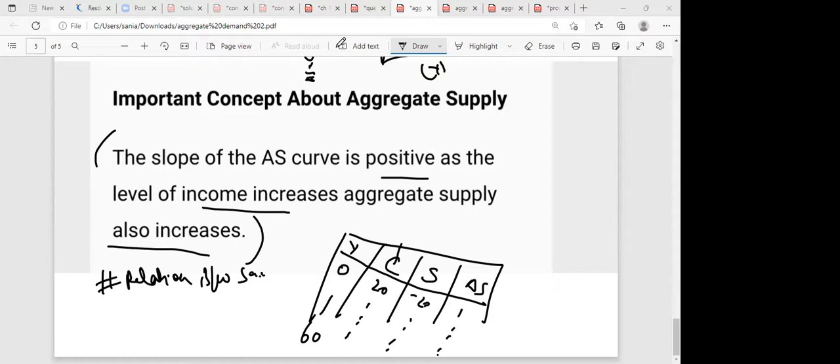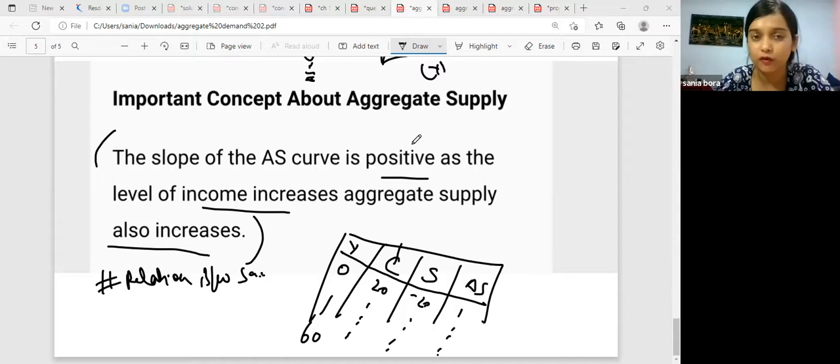Ma'am, with this, will we also make the graph? See, this is the slope of the AS curve. The graph will also be made with this. Yeah, I'll just tell you how to draw a graph. Don't worry. Okay.